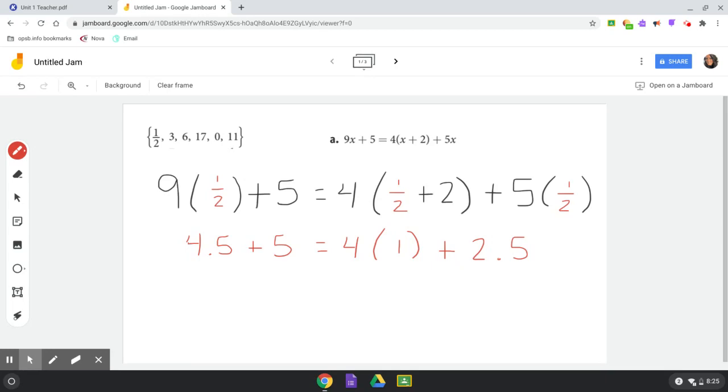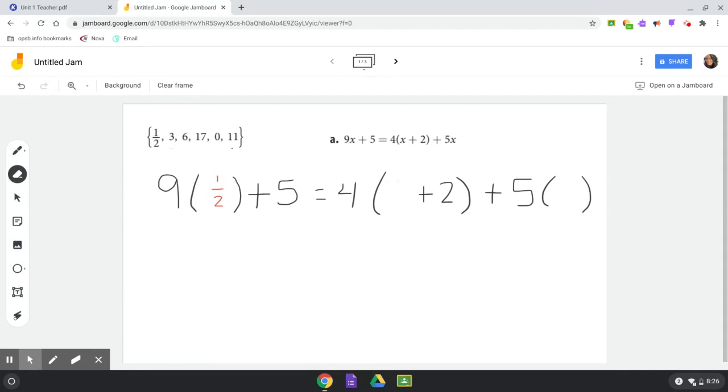So now I've got 4.5 plus 5 is 9.5 equals, what's 4 times 1? Well, that's just 4. And 4 plus 2.5 is 6.5. So is 9.5 equal to 6.5? No, that is no solution. So 1/2 is not a solution. So let's now go down here. Let me erase all of this. So 1/2 is not our solution.